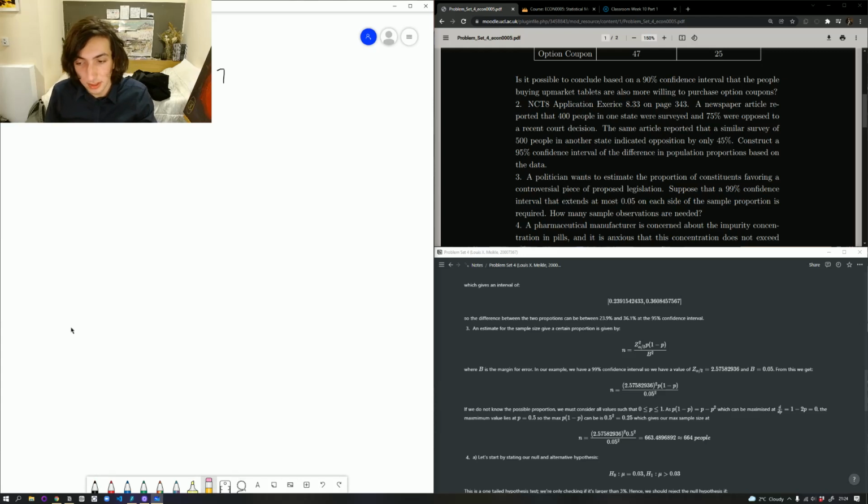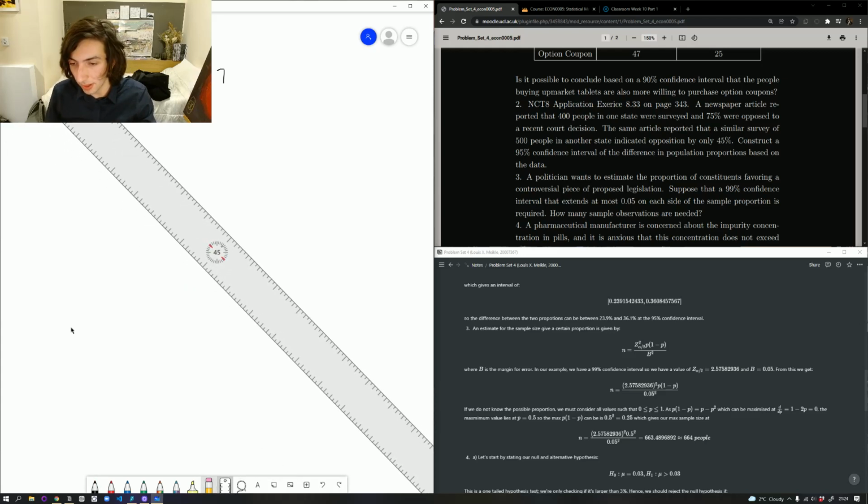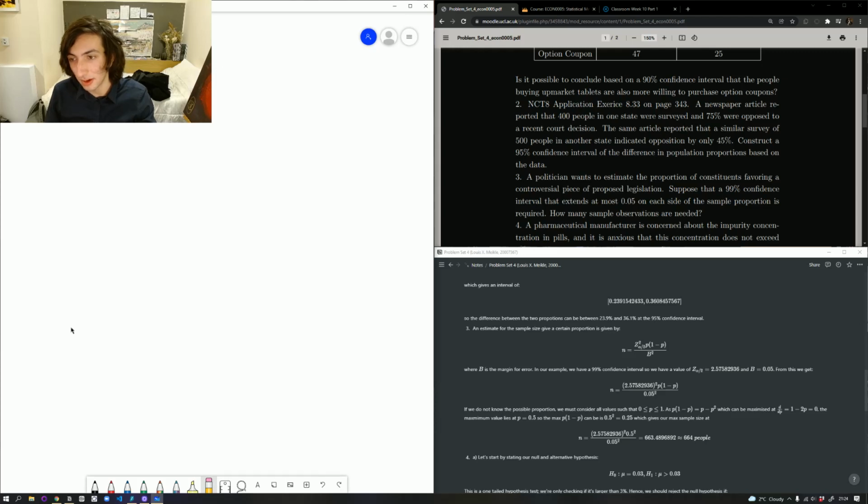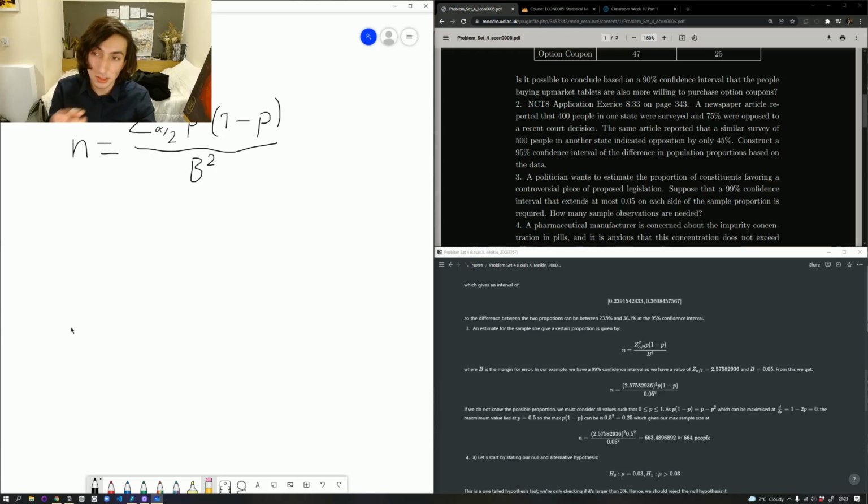So for sample size determination, you have n is equal to z squared alpha over 2 times p times 1 minus p, over b squared. Now let me just go through all that. Z squared alpha over 2 is fairly self-explanatory. You guys know what that is. It's the value you get from the normal distribution.